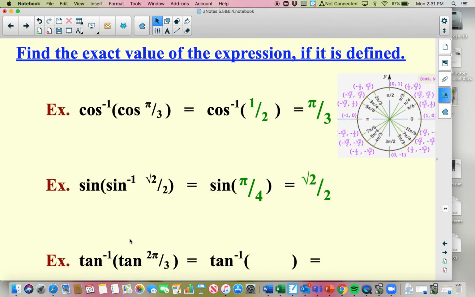Okay, last one, tangent of 2 pi over 3. Okay, so 2 pi over 3 is right here, and the tangent value of that, remember you do the sine divided by cosine ratio, or y divided by x, and you would get negative square root of 3. Okay, now I'm doing inverse tangent of negative square root of 3. So inverse tan is restricted to quadrants 1 and 4. And where is tangent negative? In quadrant 4.